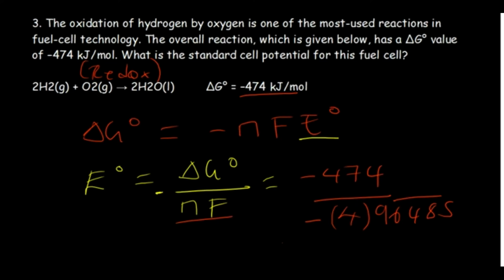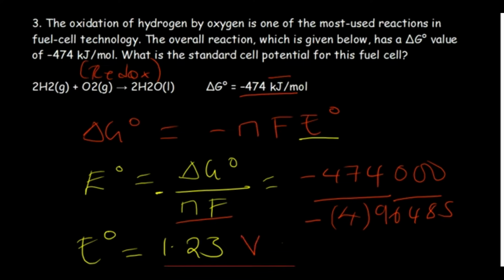So what value do I have? I'm going to multiply by 1,000 because of the kilo there that we have. The value that I'm getting is 1.23. What are the units for standard cell potential? Joules, right? No, volts. It's electromotive force. So this is what we have.